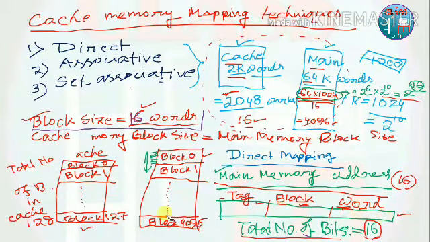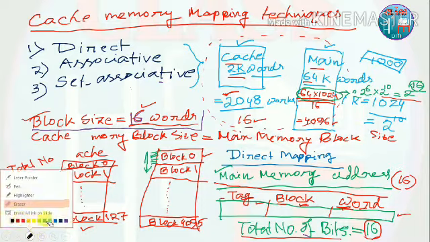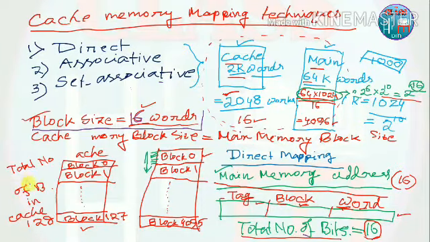In this scenario, what will be the word size? Here the word size will be the block size. We found the block size is 16 words. So 16 equals 2 to the power 4, which means it requires 4 bits. So the word size will be 4. Clear? So out of 16, 4 is here.